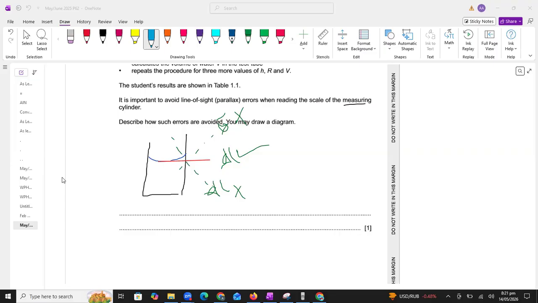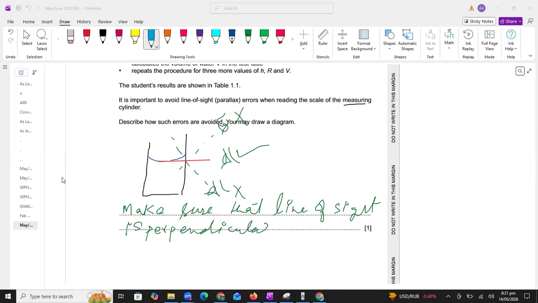So how do we write the answer? I'm writing on my screen. We have to make sure that line of sight is perpendicular to the measuring cylinder. All right. Line of sight means the human eye should be perpendicular to the measuring cylinder. So we will get the accurate answer.